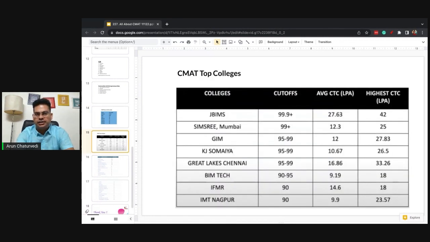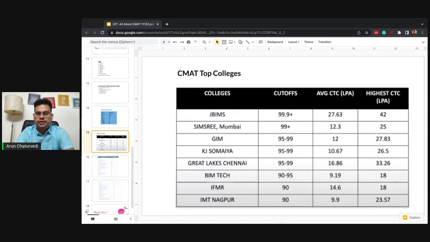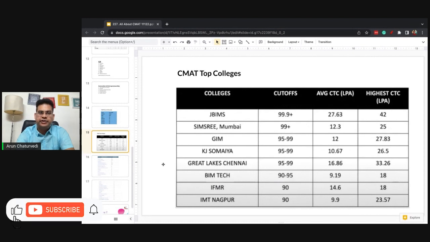CMAT top colleges: if you look at JBIMS, you need 99.9 plus. The highest package is 42 lakh, and the average CTC is 27.63. SIMSREE, 99 plus, average CTC 12, highest was 25. JIM, KJ Somaiya, Great Lakes, BIMTech, IFMR, IMT Nagpur. These are some of the top colleges. IMT Nagpur was good a couple of years back, but in the last few years the placement scenario is a little unpredictable. It's not that great, but the remaining colleges you can definitely consider. You can see the average package, highest package, and the percentile required for these colleges.